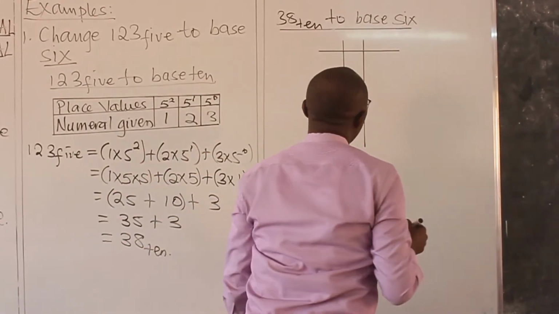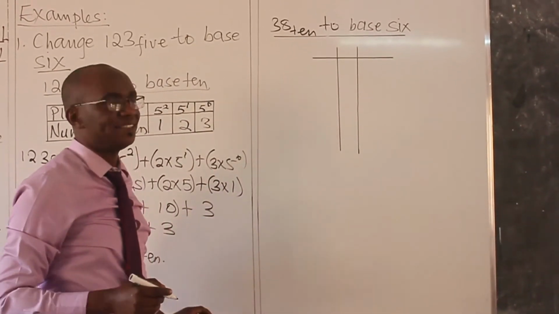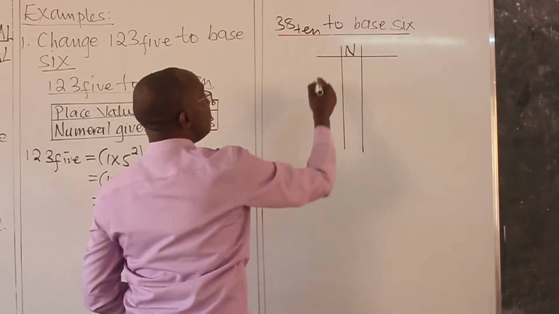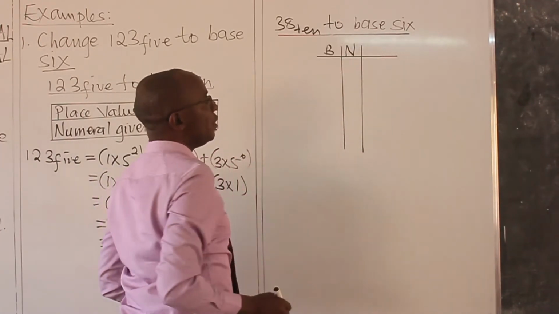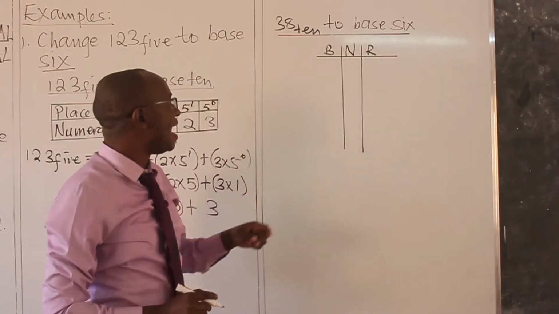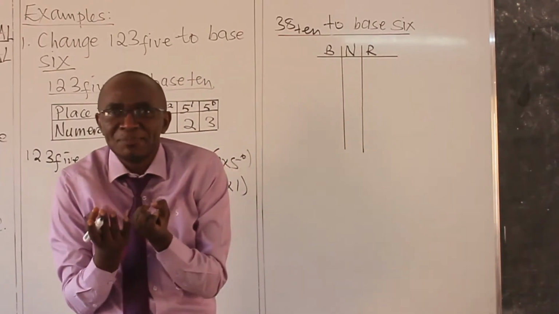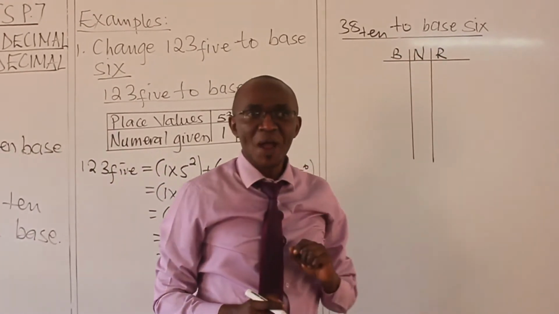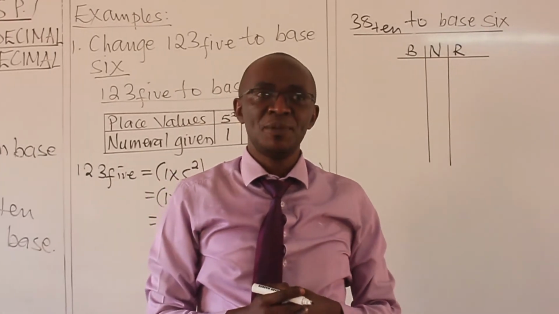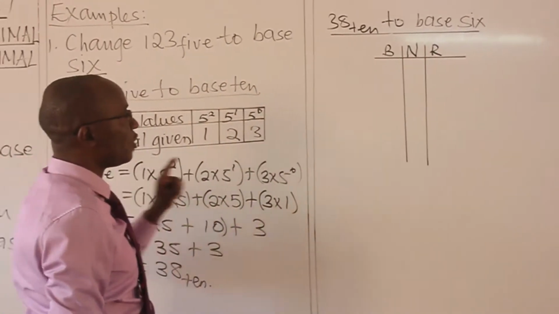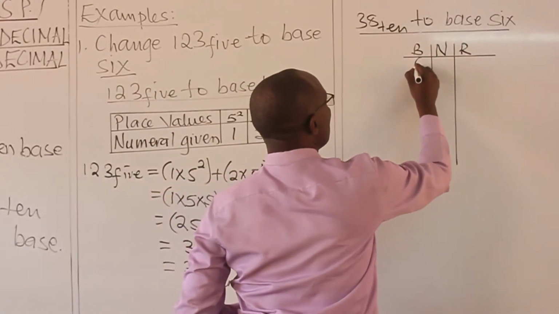If you remember, I said we use 3 letters. We have capital N in the middle. We have B, and then we have R. If you remember what I said, B stands for the required base. The required base in this case is 6. Why is 6 the required base? Because they want the answer to be given in base 6. So the required base is 6.